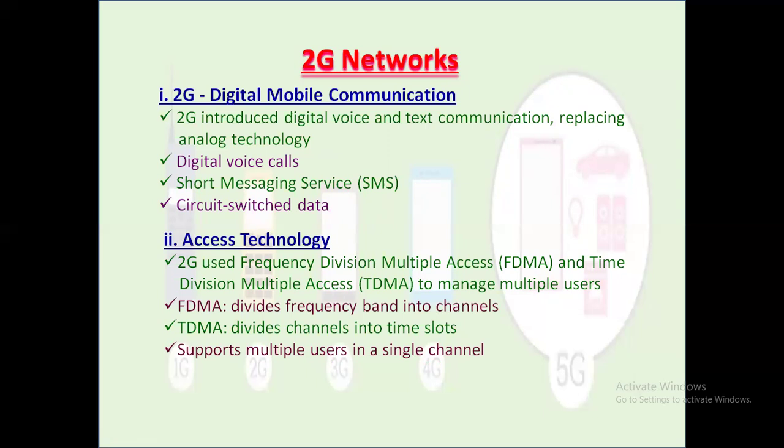Access technology. The 2G network utilized FDMA, frequency division multiple access, and time division multiple access to manage multiple users. In FDMA, frequency division multiple access, it divides the frequency band into channels, and TDMA divides the channel into time slots, and it supports multiple users in a single channel.